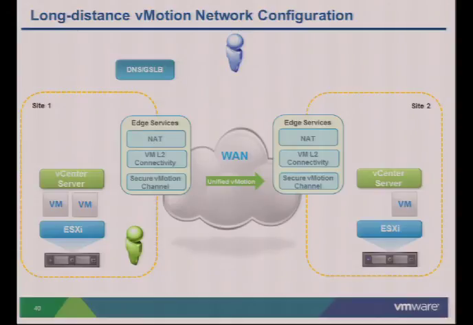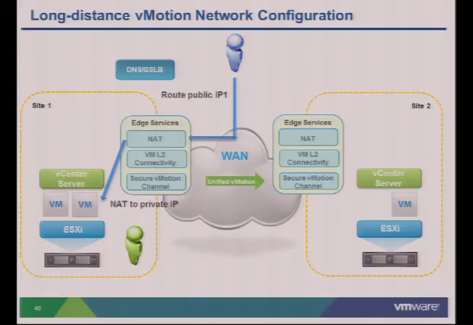So let's take a look at how the networking piece fits together for long-distance vMotion. I have a user who wants to connect to the VMware.com workload. The DNS server returns the public IP1 address for this workload. And this public IP1 is routed to the NAT server at Site 1. This NAT server translates the public IP1 into a private IP address that stays with the VM.